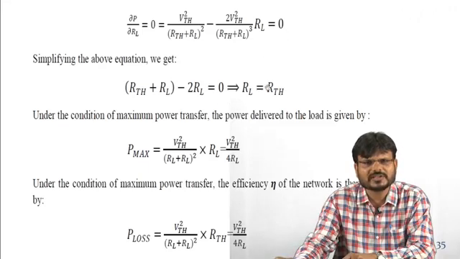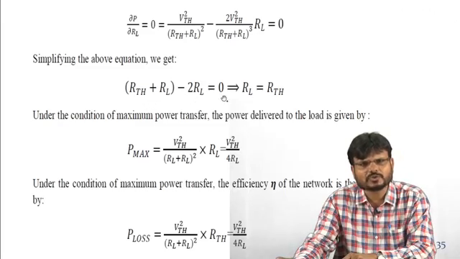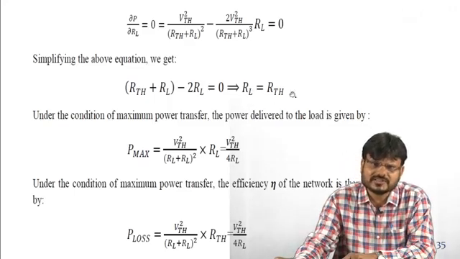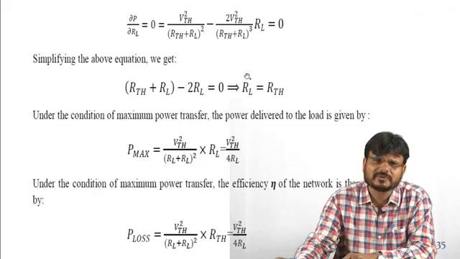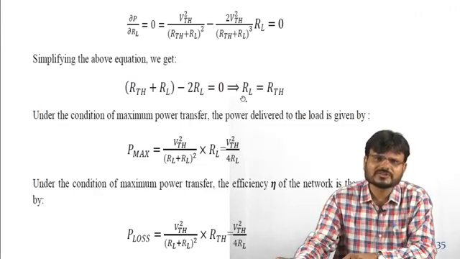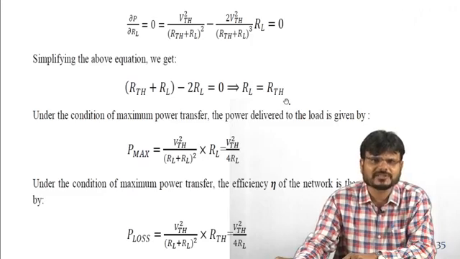After solving the equation, you will find RTH plus RL minus 2RL is equal to 0. So you can write RTH plus RL is equal to 2RL, or RTH is equal to 2RL minus RL, or you can say RL is equal to RTH. So this is the condition when maximum power will be transferred from source to load. And what is this condition? When the load resistance is equal to RTH, then maximum power will be transferred.